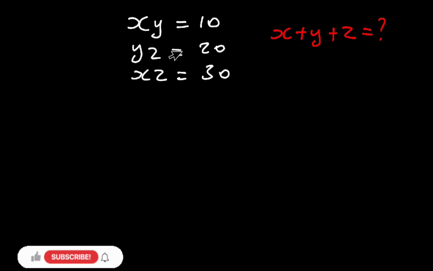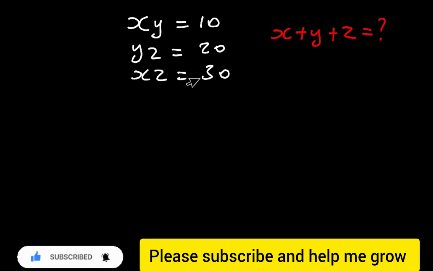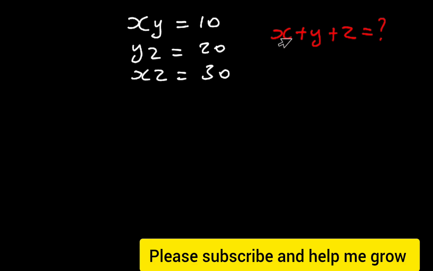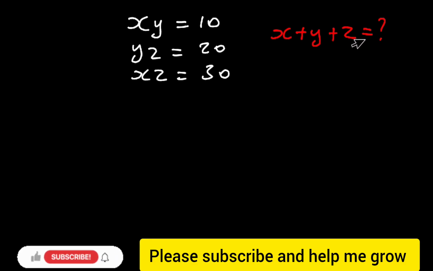Hello friends, let's provide a solution to this math Olympiad question. If xy is equal to 10, yz is equal to 20, and xz is equal to 30, find the value of x plus y plus z. Now let's name this equation 1, this is equation 2, and this is equation 3.